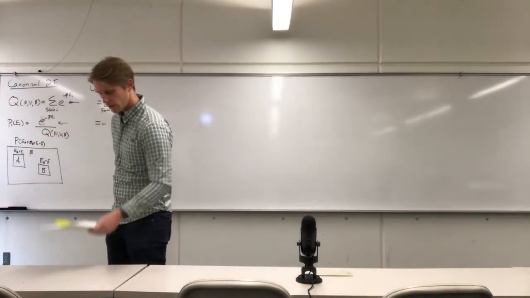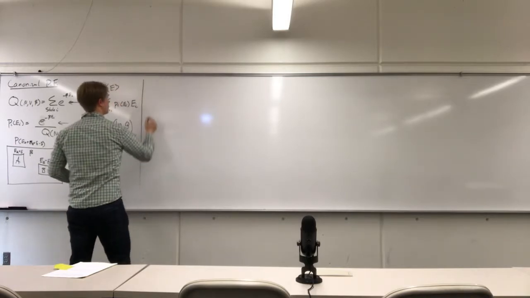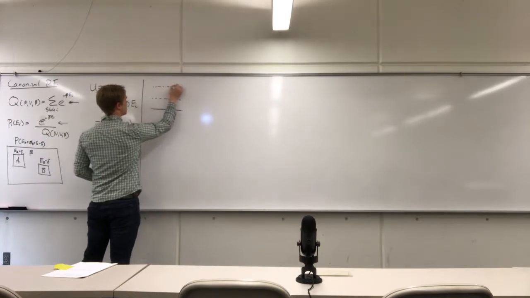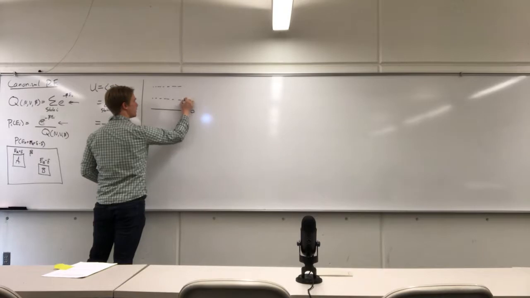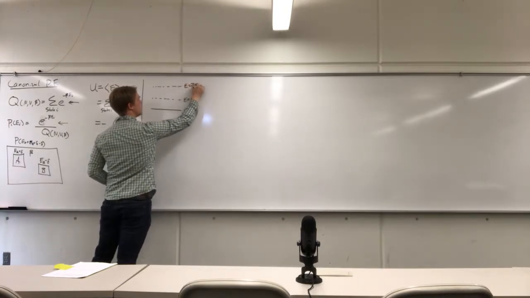Let's go over A. So in our system, we have 3 energy levels to start things off. We have energy is 0 for the ground state, energy is equal to epsilon, and energy is equal to 2 epsilon.